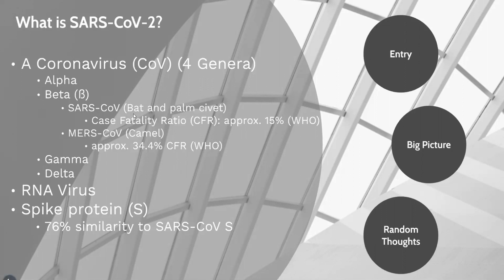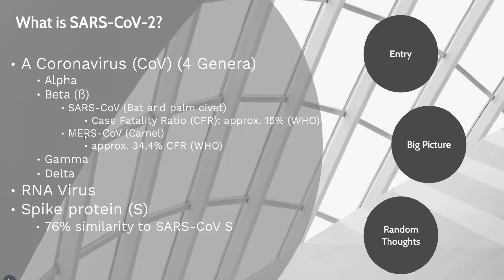SARS coronavirus, which we saw around the world years ago, is from a bat and a palm civet reservoir that then transferred to humans and caused disease with a case fatality ratio of approximately 10 to 15%. 15% is what I found on the World Health Organization, although I've seen 10 listed elsewhere.